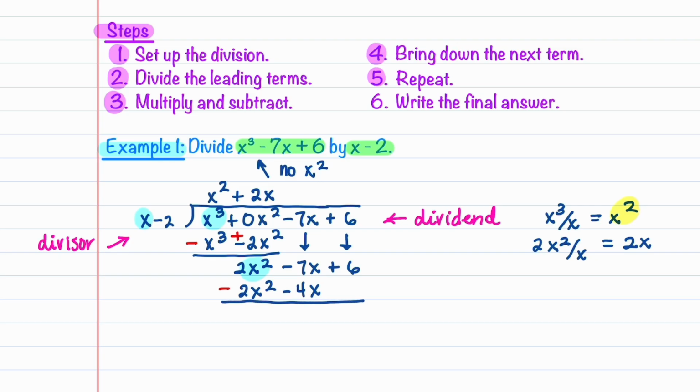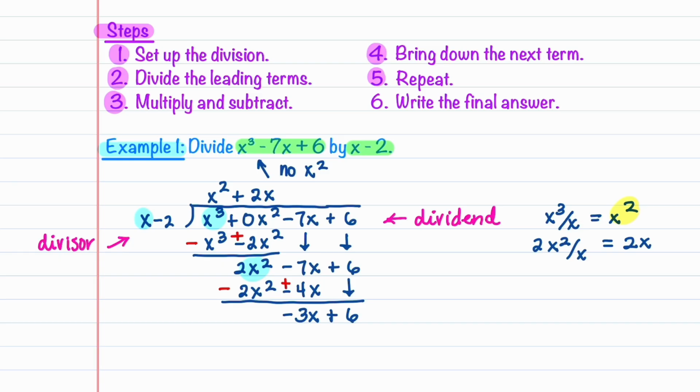So this is a minus, and then we have a minus 4, so that becomes a plus. And then 2x squared minus 2x squared is 0, so we won't write that down. Then we have a minus 7x plus 4x, which is a minus 3x. And then we'll go ahead and bring down our 6. So we have a plus 6. Now we're going to do it again.